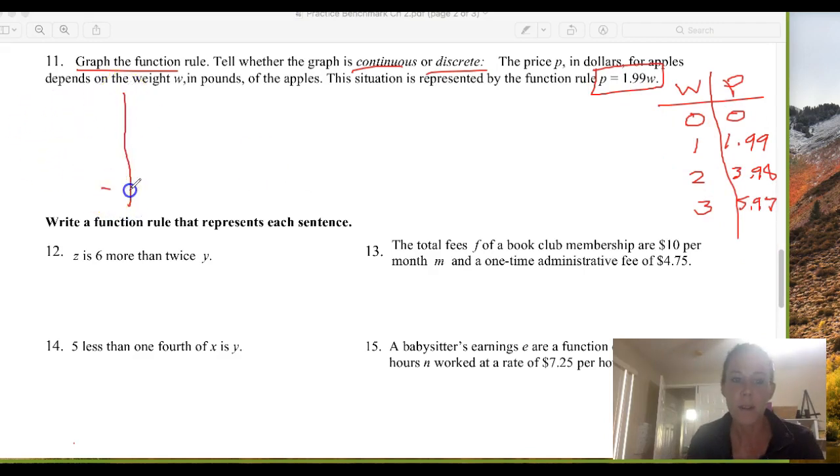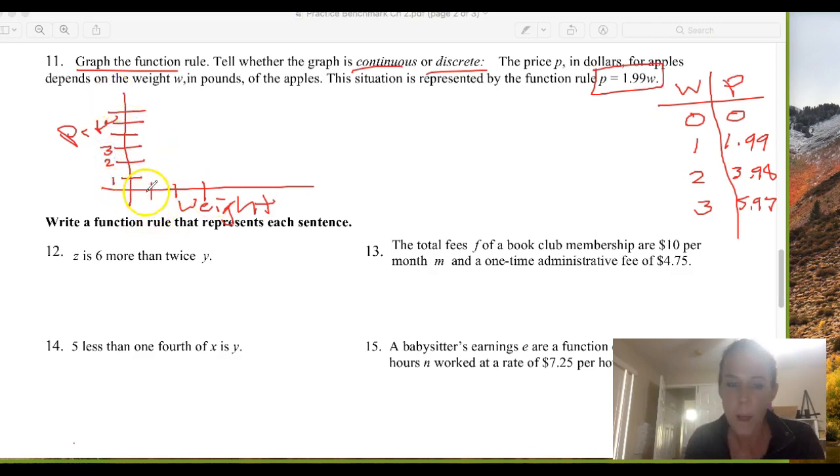And before we finish our graph, we're going to do our weight for my x-axis and then price for my y. So my weight was 1 pound, 2 pounds, 3 pounds. And up here we had $1, $2, $3, $4, $5, $6. So we'll just go 1, 2, 3, and so on. So at 1 pound, I have almost $2. At 2 pounds, I have almost $4. At 3 pounds, I have almost $6.